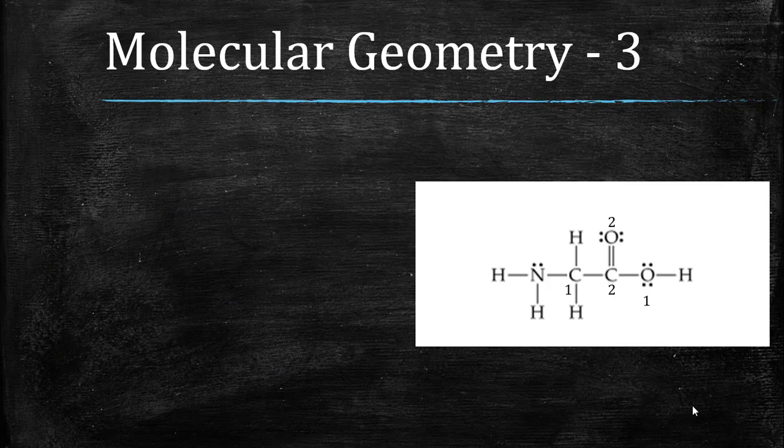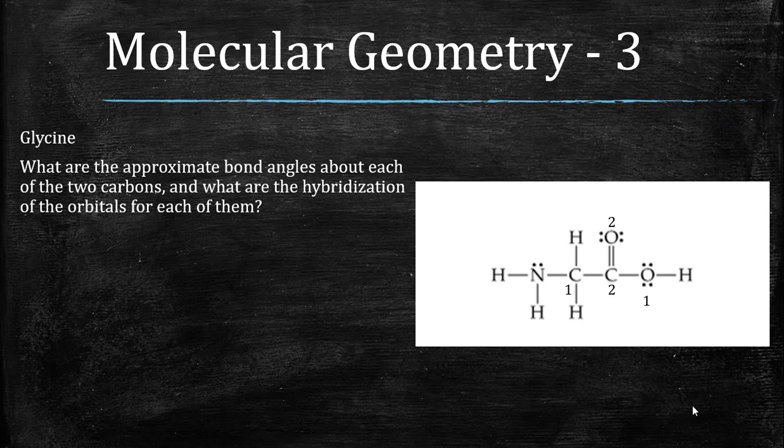Another example might look like this. This is glycine, the simplest amino acid. Question number 1, what is the approximate bond angles about each of the 2 carbons? And what is the hybridization of the orbitals for each of them? So if you look at carbon number 1, there are 4 electron domains and 4 bonding domains. That will make it tetrahedral with bond angles of 109 degrees. And since it's tetrahedral, that would be sp3.